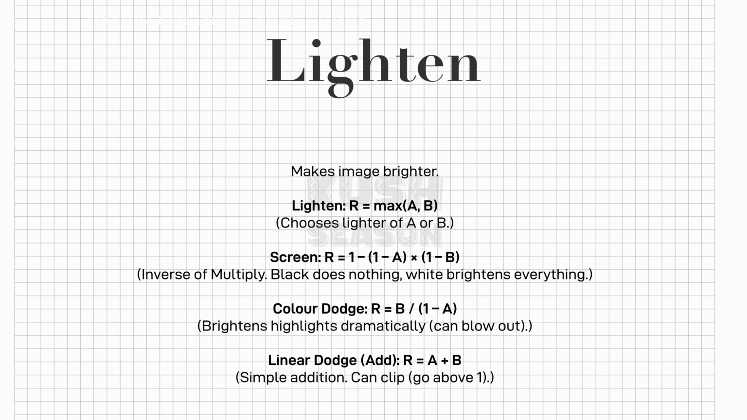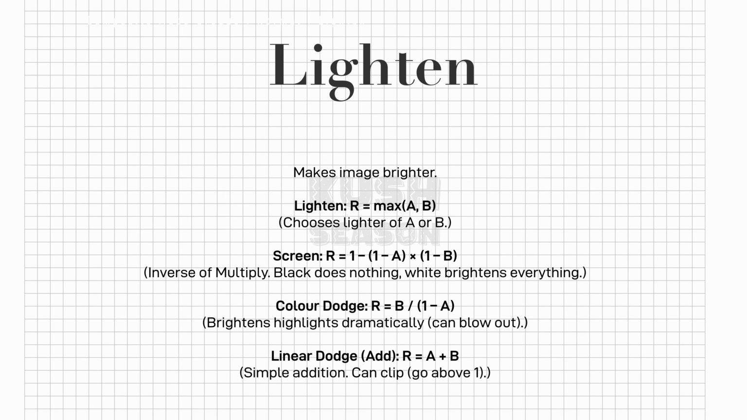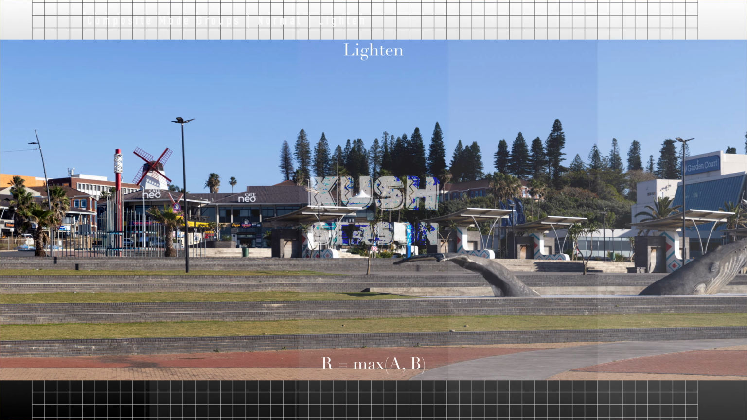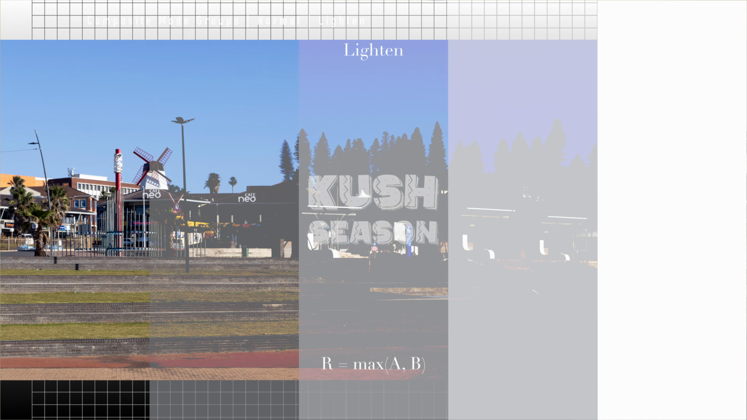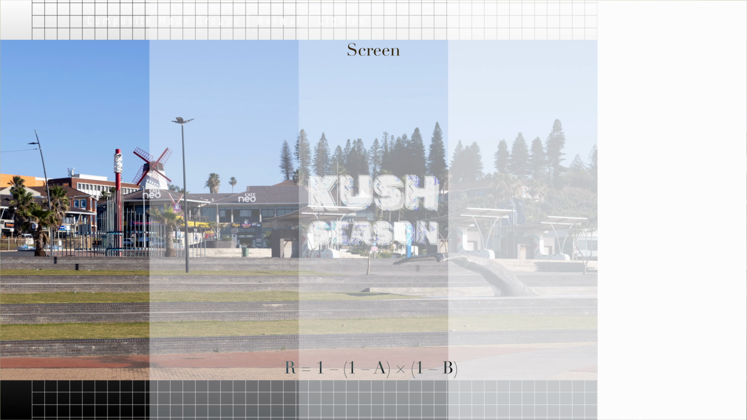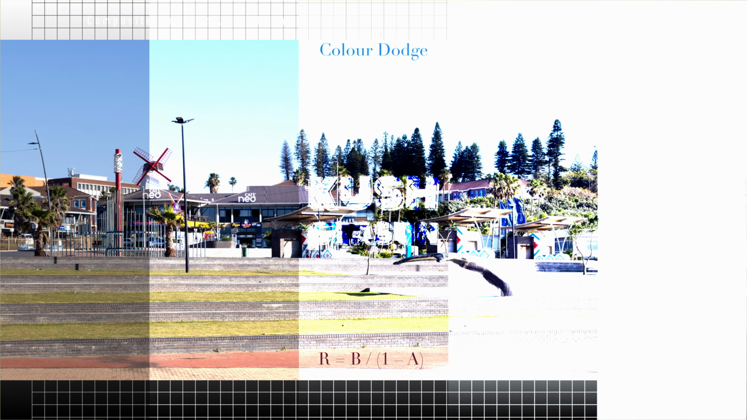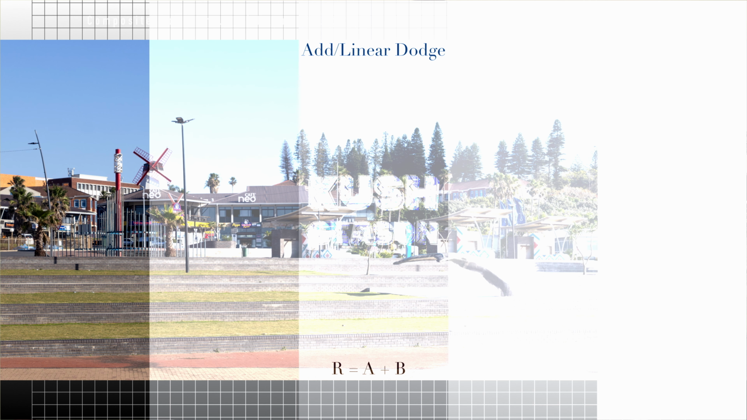Okay, second category, talking about lightening, the lighten category. The lighten category has 4 blend modes: lighten, screen, color dodge, and linear dodge. Your lighten simply chooses the brighter pixel between your blend layer and your base layer. Simple enough. What your screen does is that it brightens your whites while killing out your blacks. Color dodge is used for focusing on your highlights, though be careful in that it can blow out things very dramatically. And linear dodge is simple.